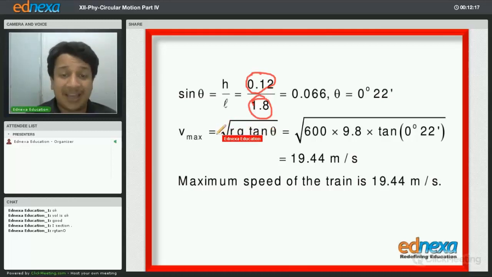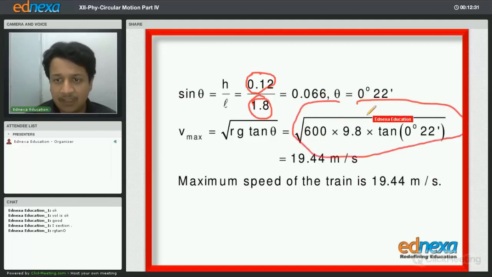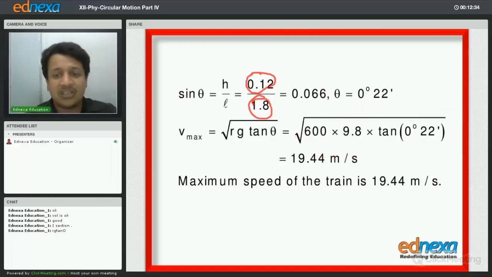What we want to find out? Vmax. To find out Vmax, let's put the values of R, g, and theta. After putting, R is 600 meter, g is 9.8, and tan of 0 degree 22 minutes. When you solve it with the help of a log table, the accurate answer is 19.44 meter per second. This is the maximum speed of the train.